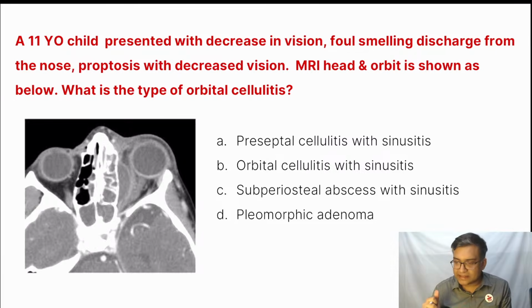The next question is: an 11-year-old child presented with decrease in vision, foul smelling discharge from the nose, and proptosis with decreased vision. MRI head and orbit is shown as below. What is this type of orbital cellulitis? Try to answer in the comment section.